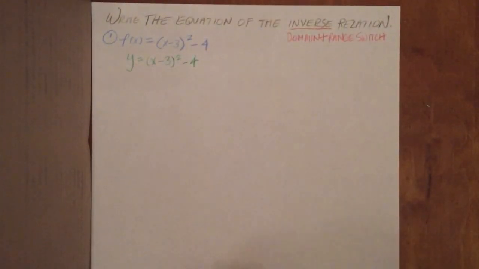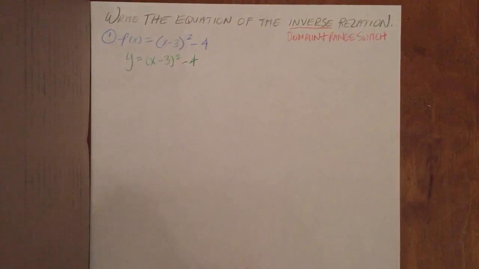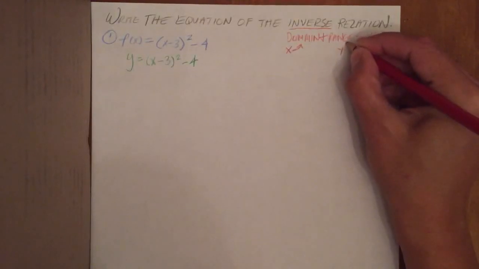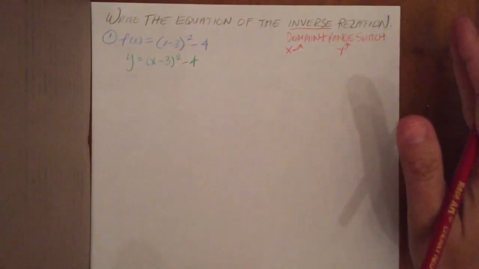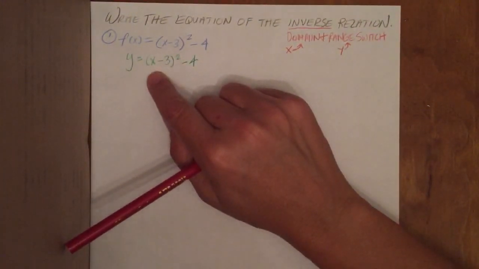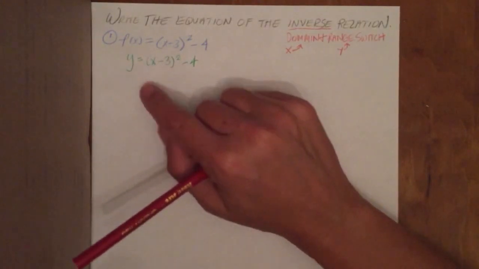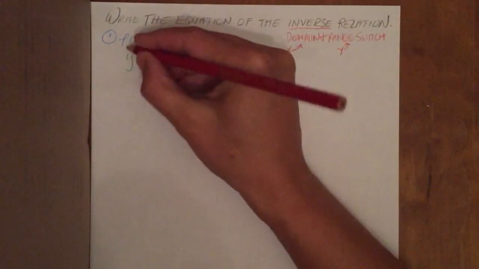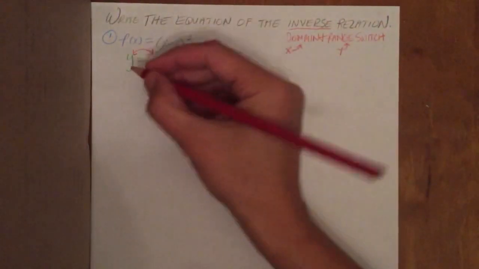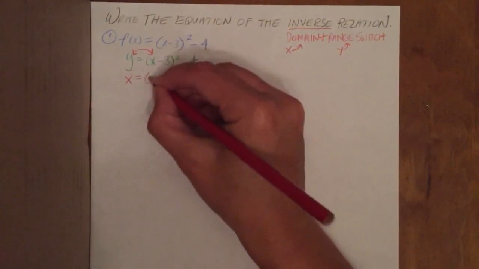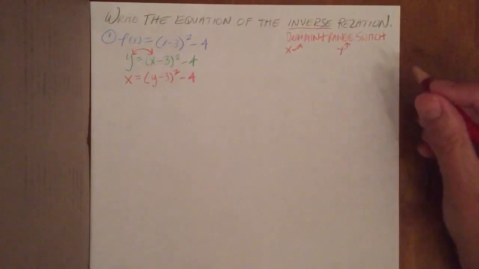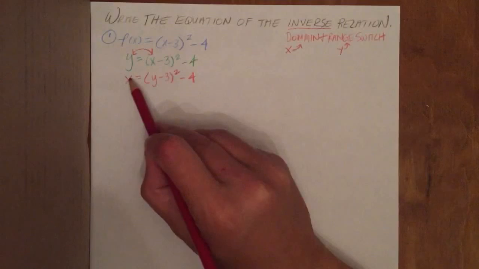So now I'm ready. Now if you remember, domain and range, let's come back over here. X is your domain, and y, the y values are your range. X is your input, y is your output. So when we're looking at this function here, x is our domain and y is our range. We want to know what's the function where these are switched. So what I'm going to do is I'm going to take the y and the x, and I'm going to switch them. So that's going to be x equals (y minus 3) squared minus 4. All I've done is I've switched the x and the y.